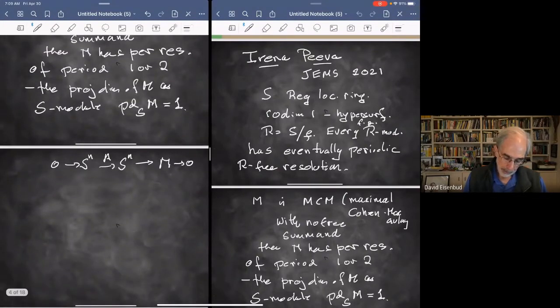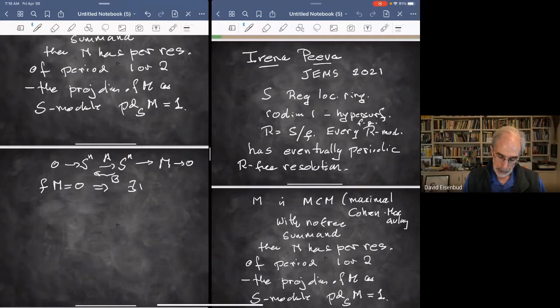So Fm equals 0 implies that you can lift multiplication by F along A. So in other words, there's a homotopy. Let's call it B. There exists B, such that if you first go by B and then by A, then you get F times the identity. And this is called a matrix factorization of F.